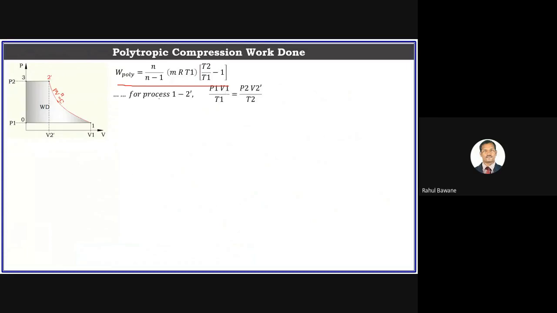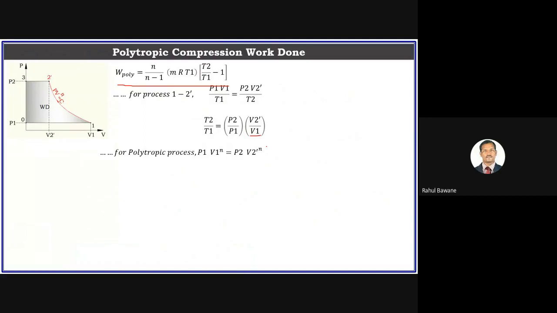Now we are going to change the temperature ratio. We know that for process 1 to 2 dash, a polytropic process, the general equation P1 V1 upon T1 is equal to P2 V2 dash upon T2. Now the temperature ratio T2 upon T1, rearranging all these things, we get two brackets. First the pressure ratio P2 upon P1 multiplied by the volume ratio V2 dash upon V1. Again we have to change this volume ratio.